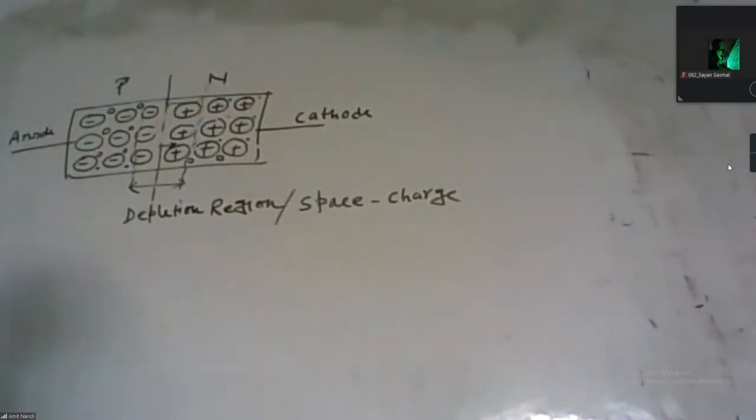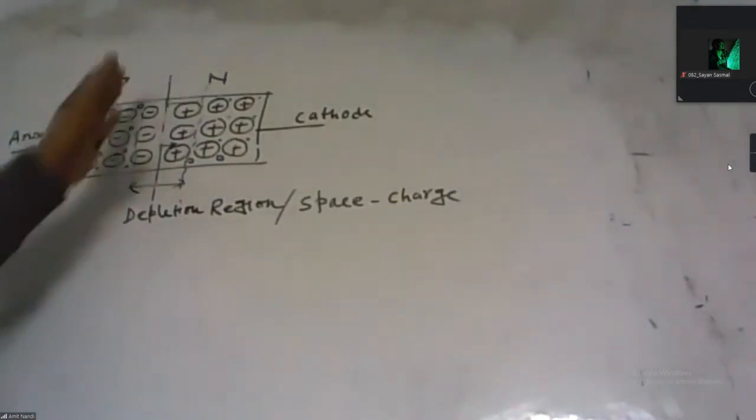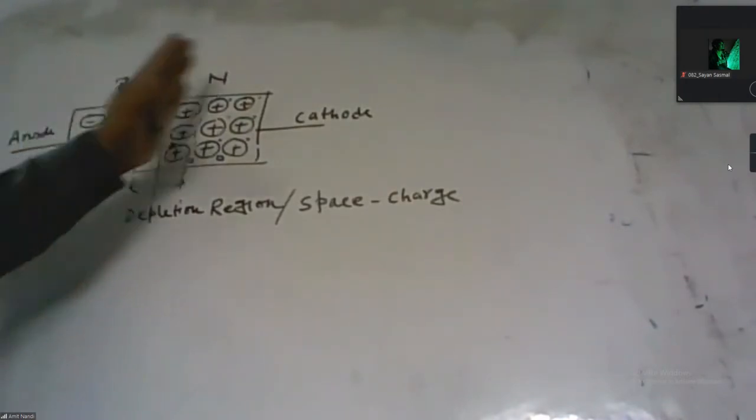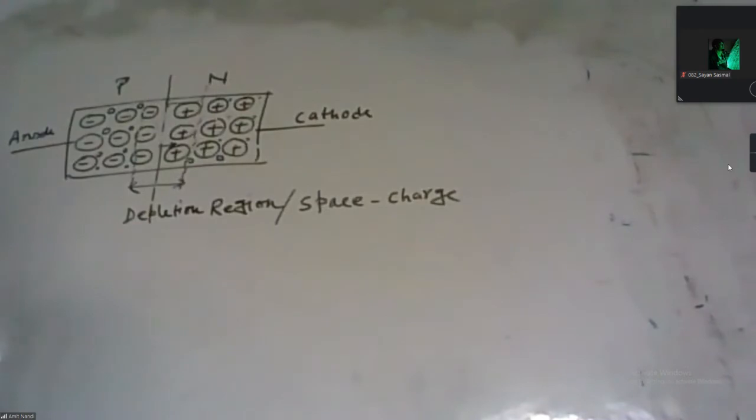Because if any electron moves from the N-type side to the P-type side, it will be repelled by the negatively charged acceptor ion. And if any hole moves from the P-type side to the N-type side, it will be repelled by the positively charged, sorry, positively charged donor ion. So due to the formation of the depletion region, further electron-hole movement is not possible.